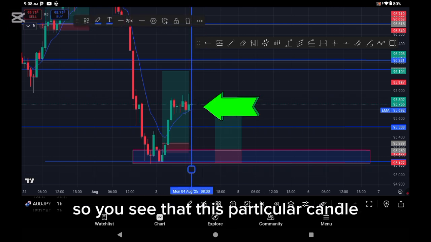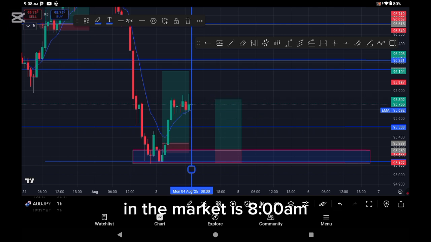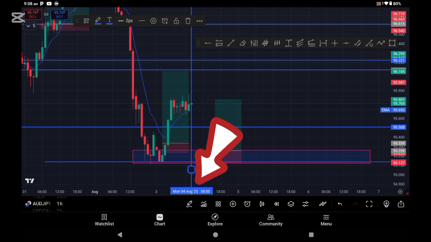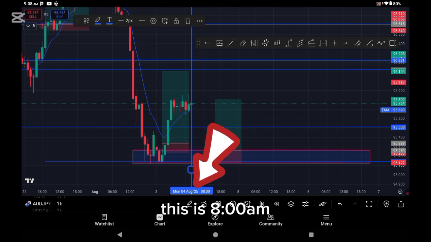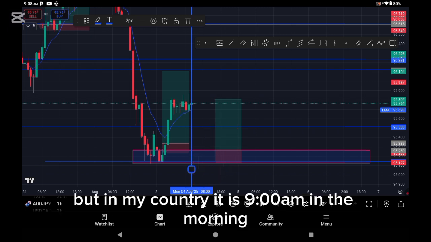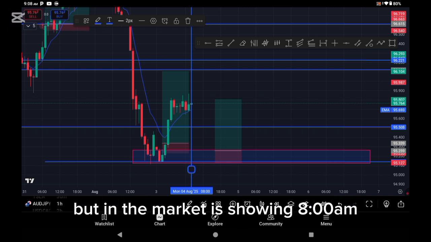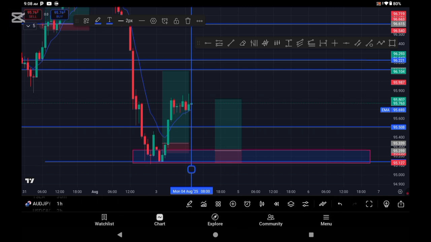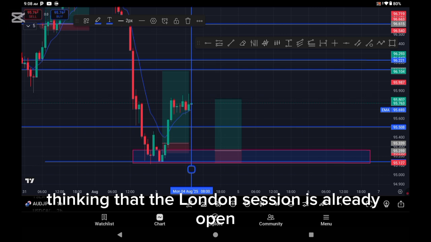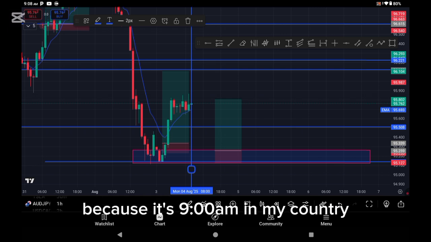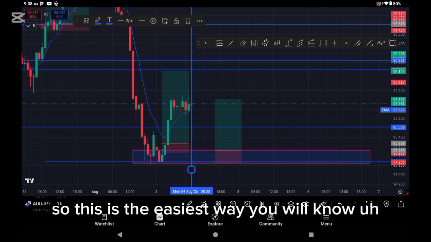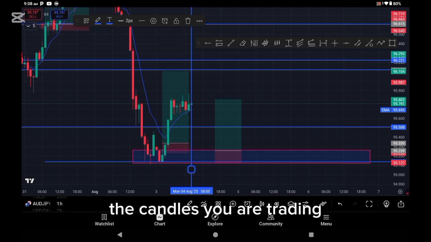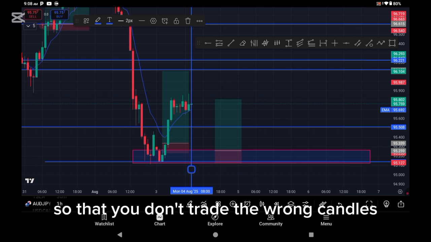So you see that this particular candle in the market is 8 a.m. It helps me to know where the market is at. This is 8 a.m., but in my country, it's 9 a.m. in the morning. But in the market, it's showing 8 a.m. So I may be thinking that the London session is already open because it's 9 a.m. in my country, but in the market, it's still 8 a.m. So this is the easiest way to know the candles you are trading, so that you don't trade the wrong candles at the wrong time.